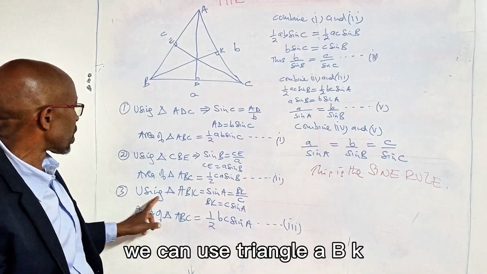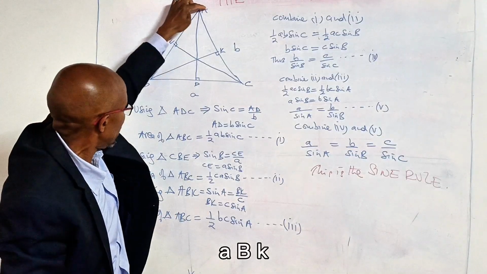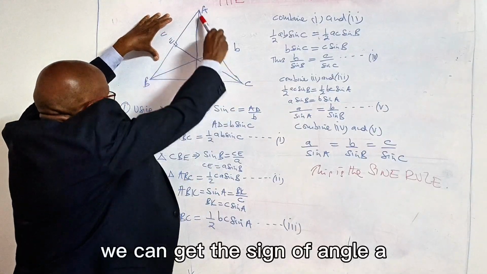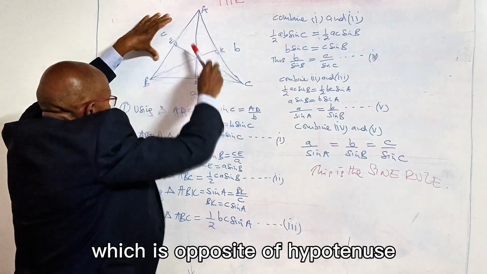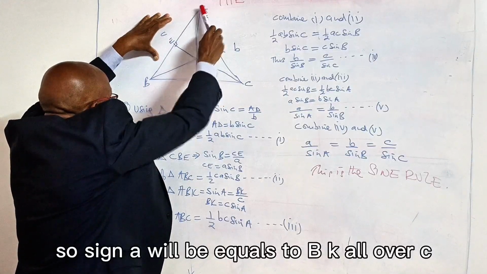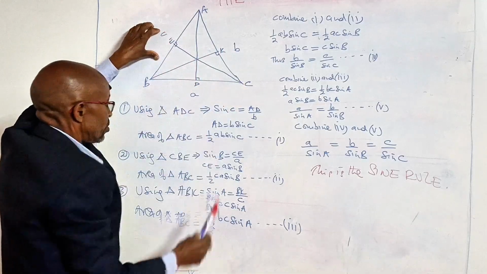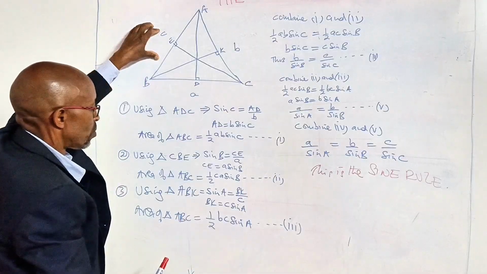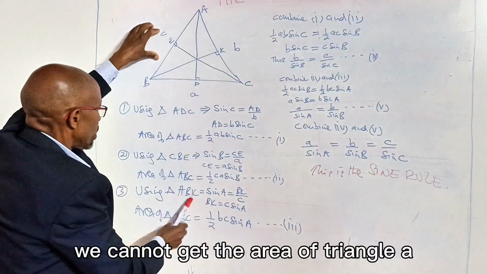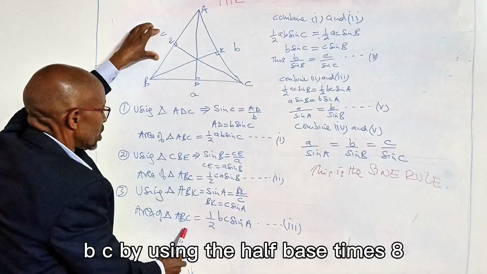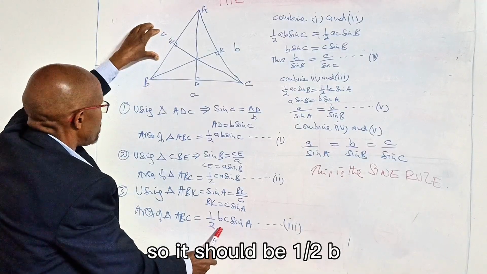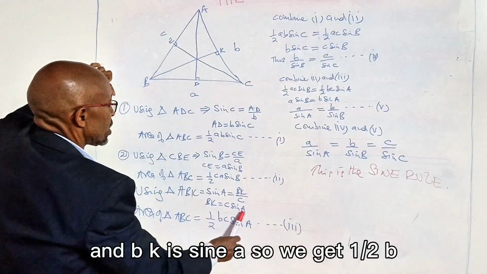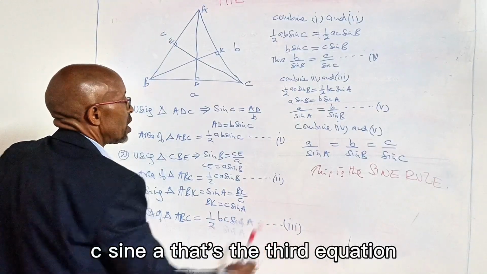Number 3, we can use triangle ABK. When using triangle ABK, we can get the sine of angle A, which is opposite over hypotenuse. So sine A will be equal to BK all over C. Therefore, BK is equal to C times sine A. Using that triangle ABK, we can get the area of triangle ABC by using the half base times height. So it will be a half B times the height, which is BK, and BK is C sine A. So we get a half BC sine A. That's the third equation.